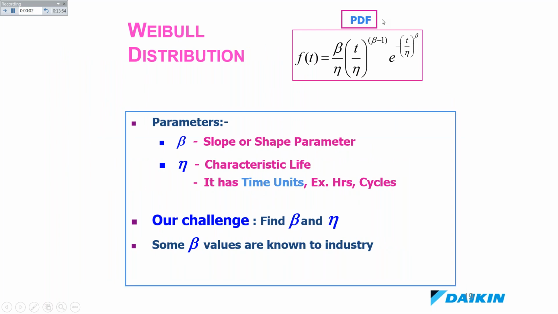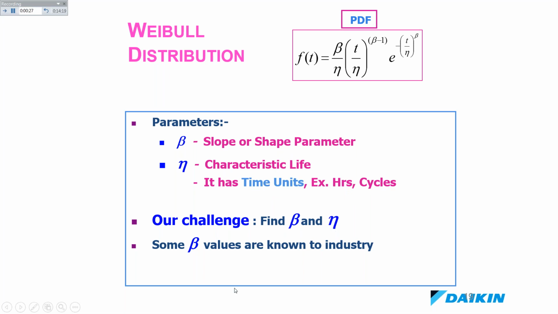Here we are looking at the probability density function. It's right here. And you can see the two parameters, like mean and average. Here we have the slope parameter and the characteristic life. You can see those parameters within that equation. Again, the characteristic life has units like hours or cycles.